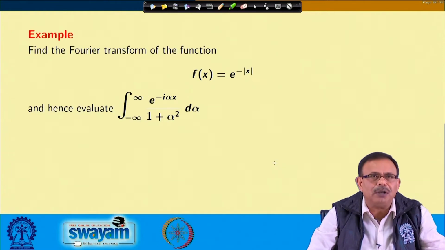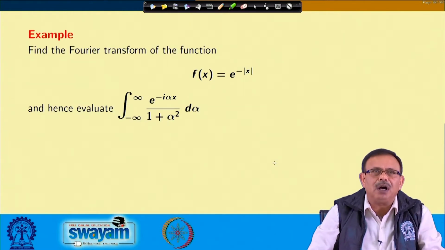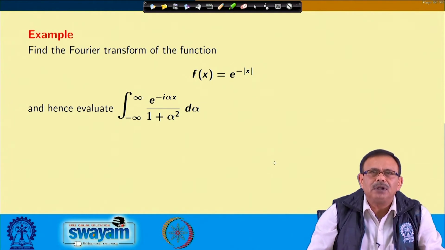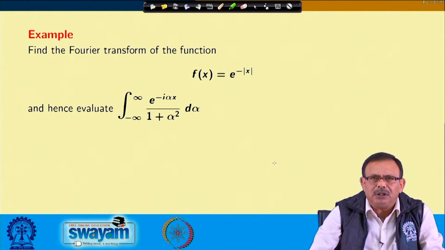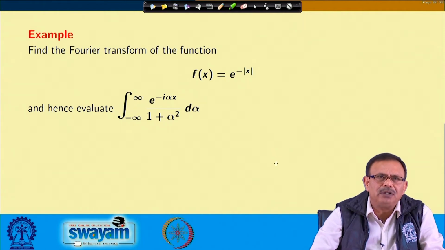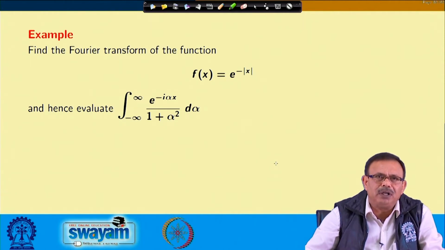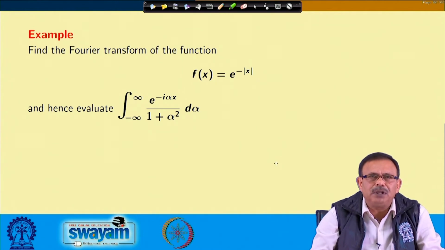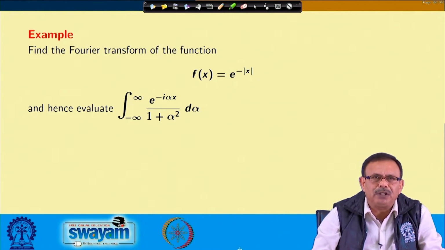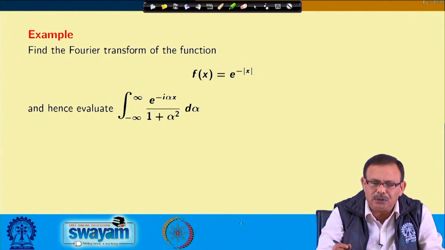Now, let us go to the other part, that is how to find out the Fourier transform of a function. In the earlier lecture we have seen how to find out the Fourier sine transform or Fourier cosine transform of a function. Now, let us come to the Fourier transform of the function f x equals e power minus mod x. Please note this one, e power minus mod x, and then we want to evaluate the value of the integral from minus infinity to infinity of e power minus I alpha x by 1 plus alpha square into d alpha.